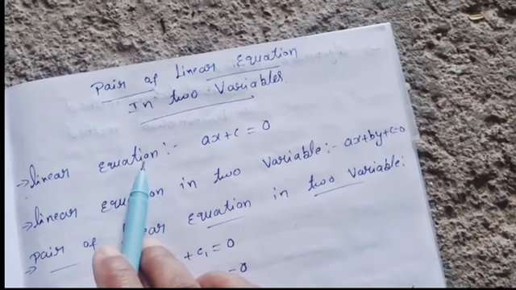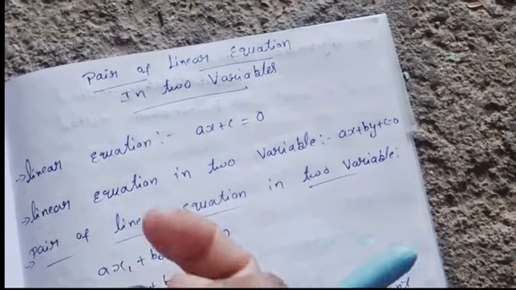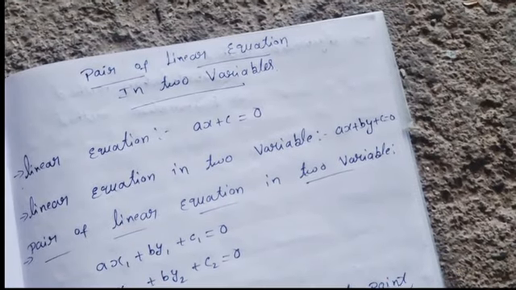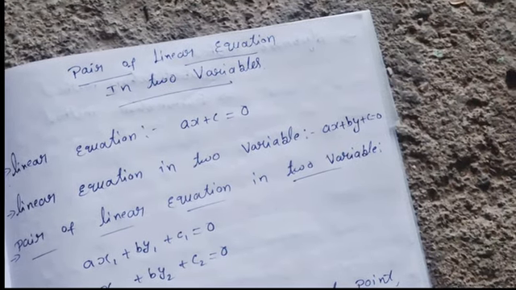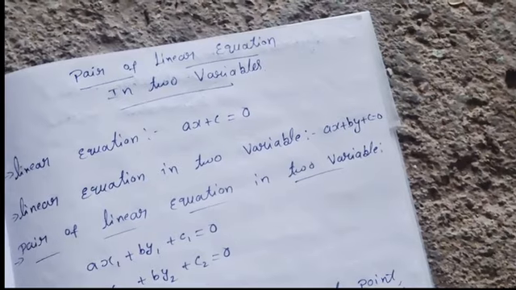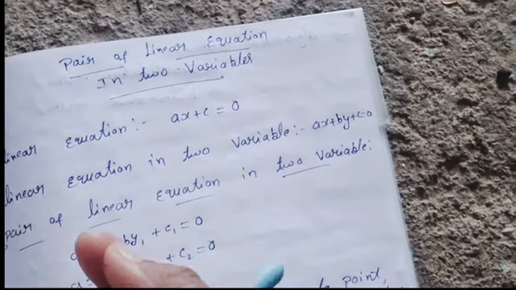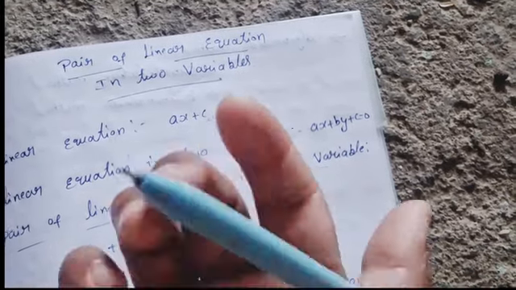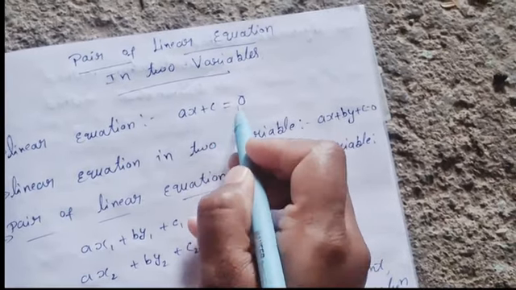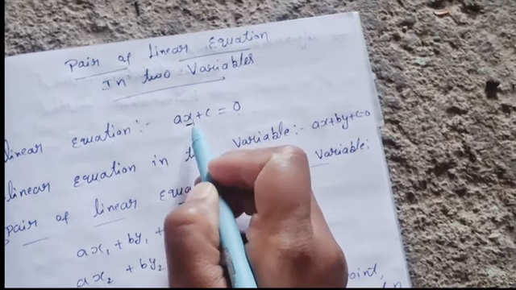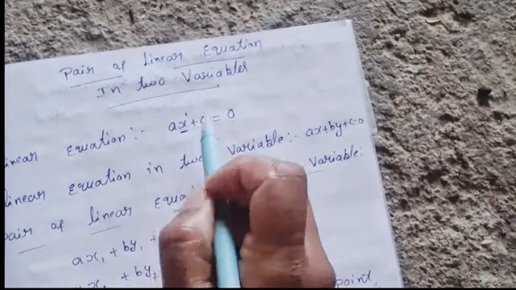Linear equation means what? In the last video I talked about the polynomial lesson, where I explained what linear is. Linear means the highest power, the degree, is 1. An equation or polynomial of degree 1 is called a linear equation, or a linear polynomial. The standard equation is ax + c = 0. Here x is the variable, and the variable's power is 1, so it is called a linear equation.